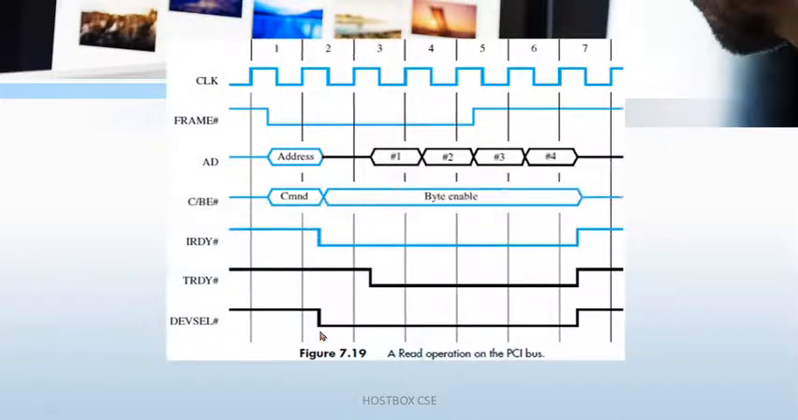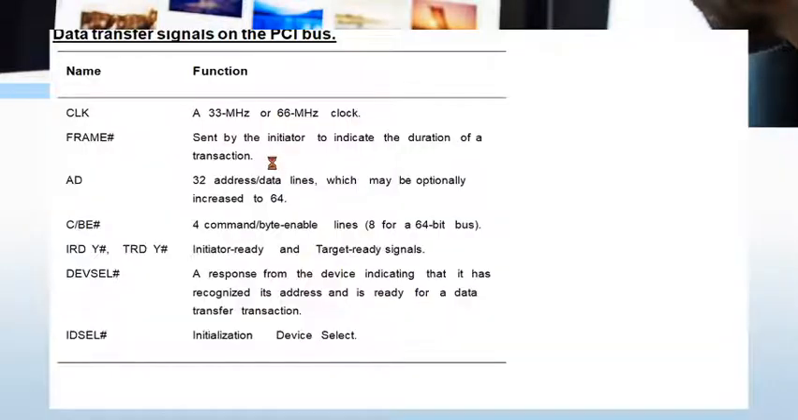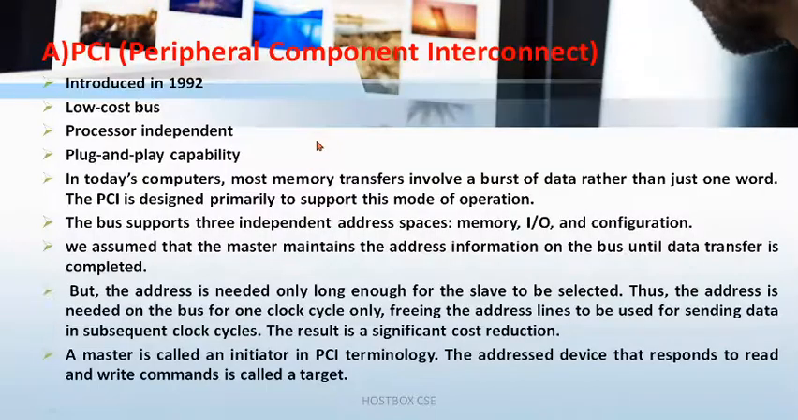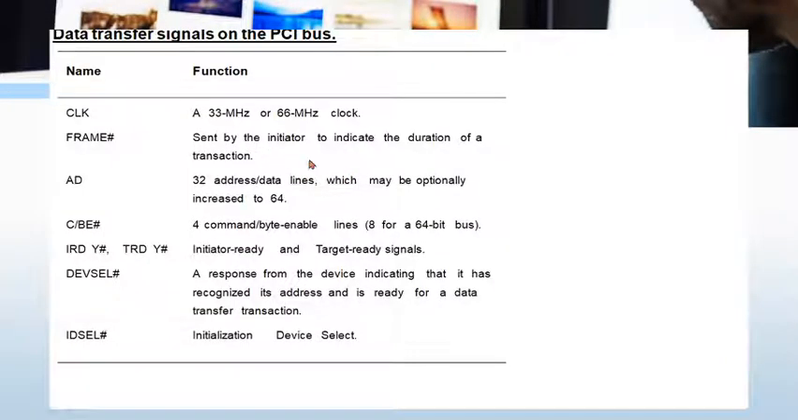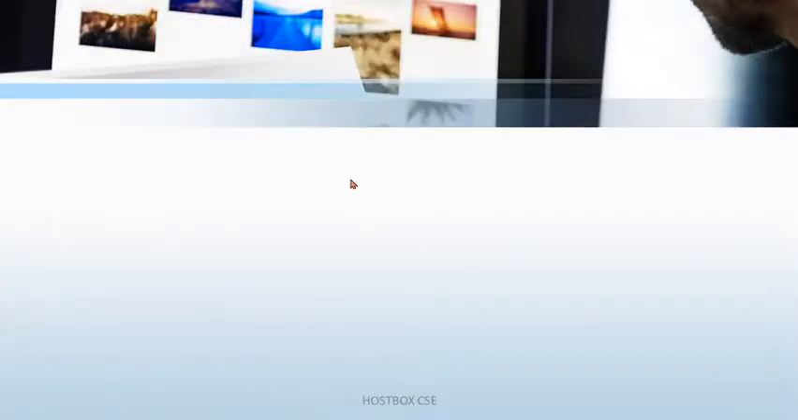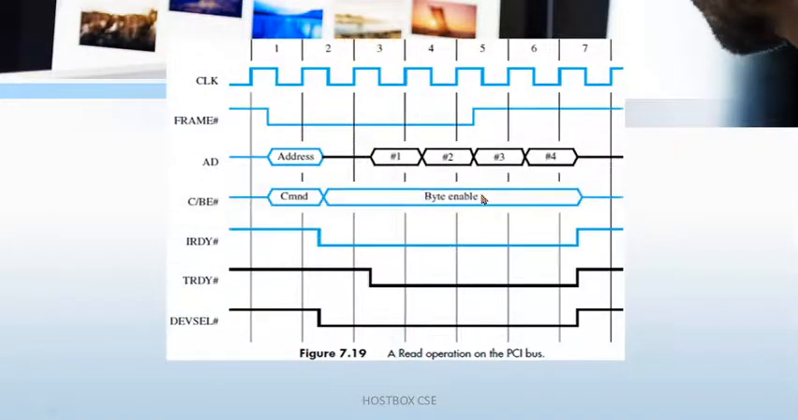So this is the read operation on the PCI bus. Let's take a practical example. Suppose you are using the computer, and PCI is connected with your peripherals and computer. Suppose you are connecting a keyboard or a printer, and you are doing some work, so data transfers. How does it happen? First, the clock will be there. The clock generates signals continuously, clock signal 1, signal 2 and so on.